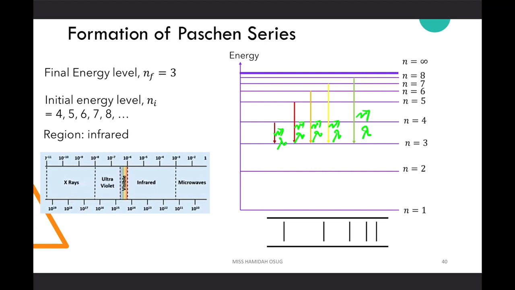So sebab dia jatuh pada n equals to 3, semuanya jatuh pada n equals to 3, meaning to say this series will drop into the same region, which is the infrared region, and we can observe that from the line spectrum. Sebab dia infrared region, meaning to say it has no color. So kita akan dapat observe black color, hanya black color pada line spectrum.